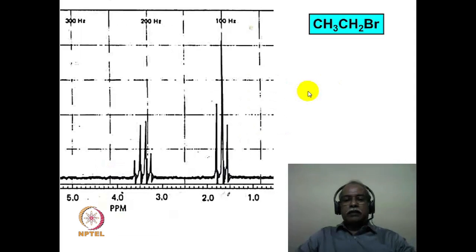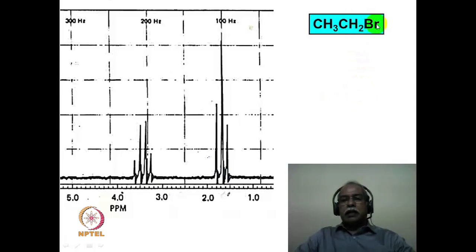Ethyl bromide is what is shown here, the spectrum of ethyl bromide. Ethyl bromide contains a CH3 and a CH2 group. So the CH3 will appear as a triplet because it will be split by the adjacent two hydrogens of the CH2. This triplet appears in the region of 1.6 ppm or so. And the CH2, which has three hydrogens adjacent to it, will be split into a quartet. So one observes a quartet around 3.5 ppm or so.